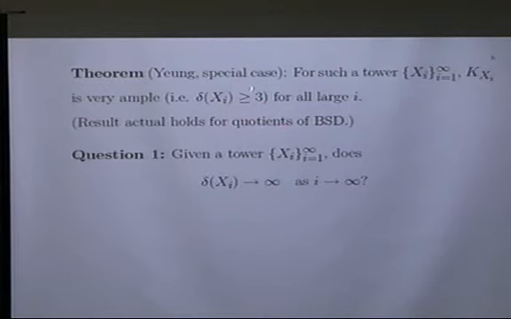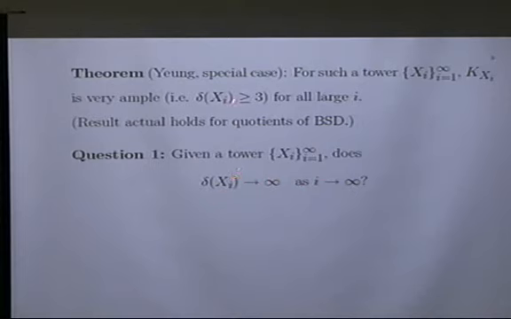Okay, so let's just look at Riemann surfaces here. With this result, which says that the delta of the xi has to be bigger than or equal to 3 when i is large, you can ask a very natural question. Given such a tower of Riemann surfaces, will the gonality of the xi's be unbounded, or will delta xi go to infinity as i goes to infinity?